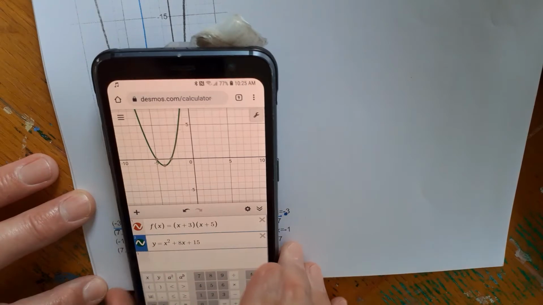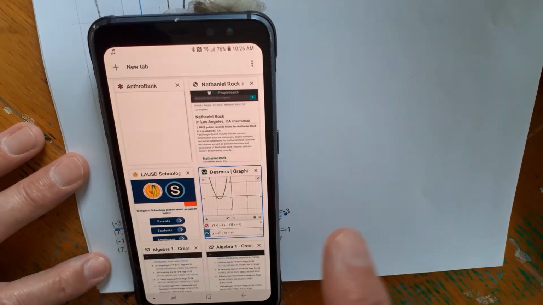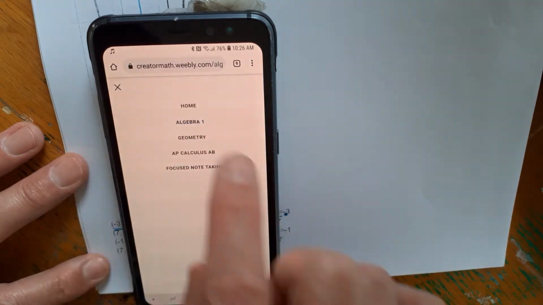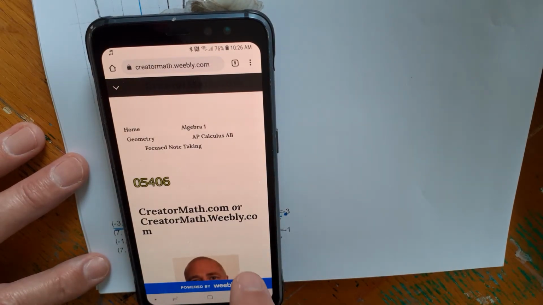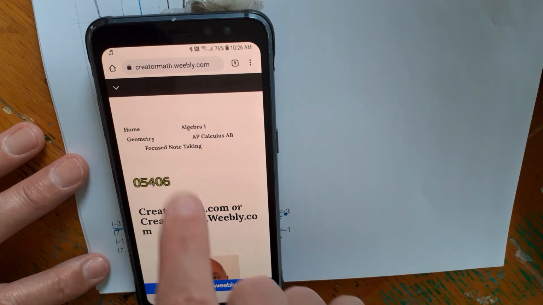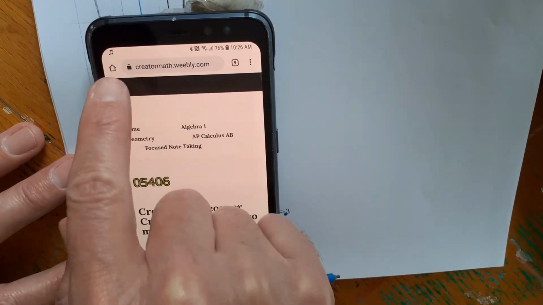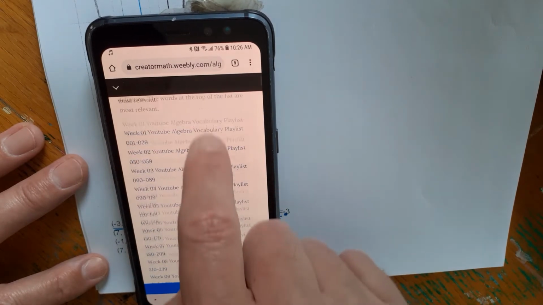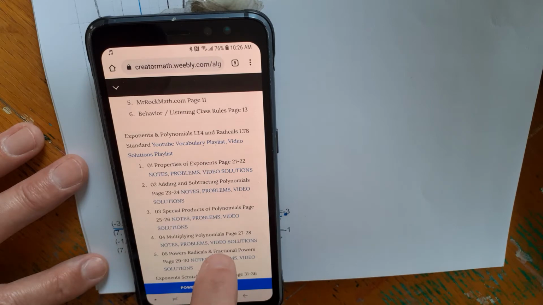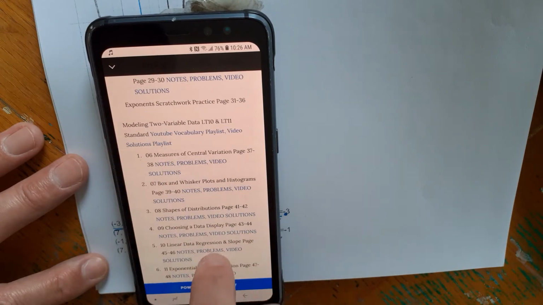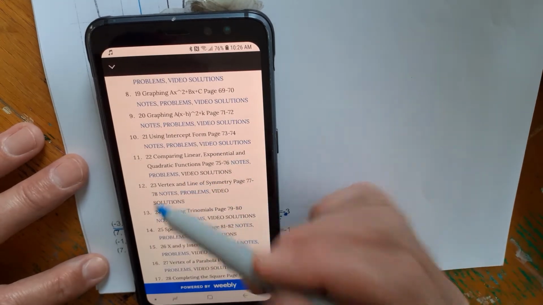And on that note, let's quickly go to creatormath.weebly.com, where you find all of these notes and these videos and instructions for the comp book. Remember, the comp book instructions are on this home page. You can find them down here. We're going to go straight over to algebra, pass by the vocab and go to semester 2. We're looking for the right unit: exponents and polynomials, modeling two-variable data, quadratics. And we're all the way down here on number 12.